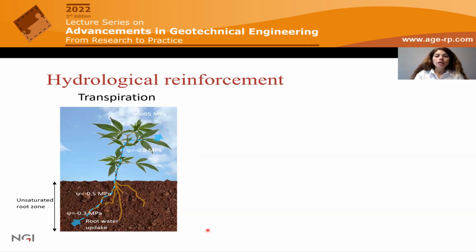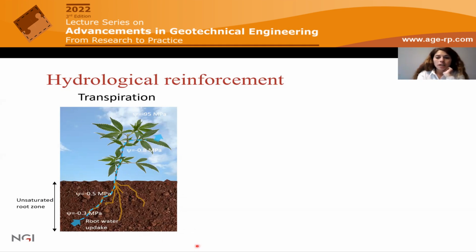And the water is moved through a difference in water potential generated by the leaves on top, and then it flows upwards from the roots up to the atmosphere. As I say, this process is known in botany as transpiration. What is interesting for us is to understand how this process is actually affecting the unsaturated root zone. So everything that is in the vadose zone where roots are actually affecting the presence of water.